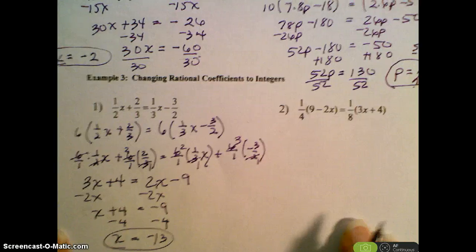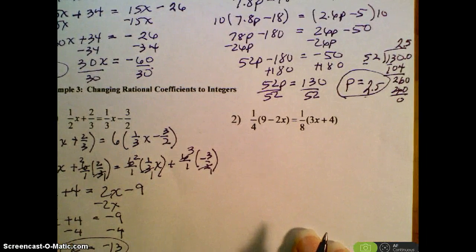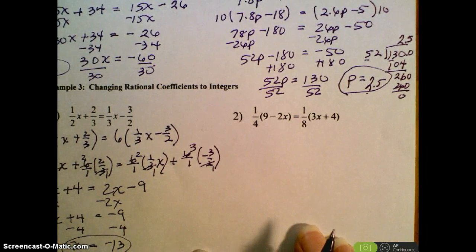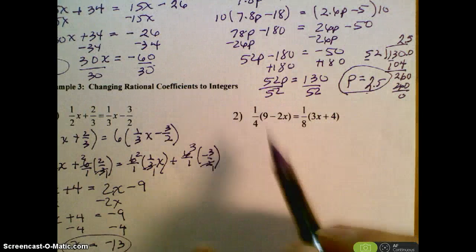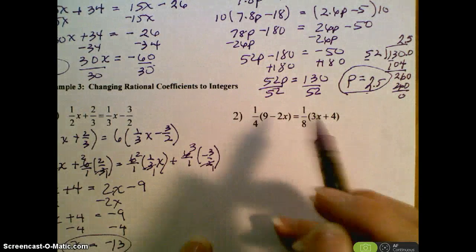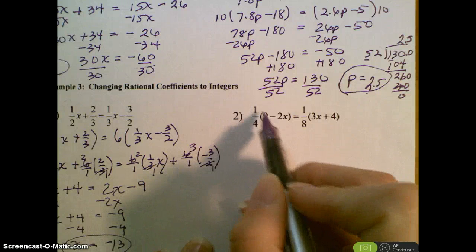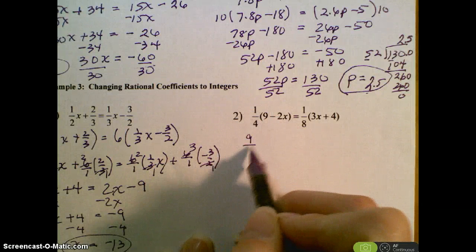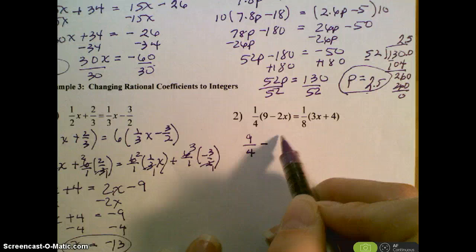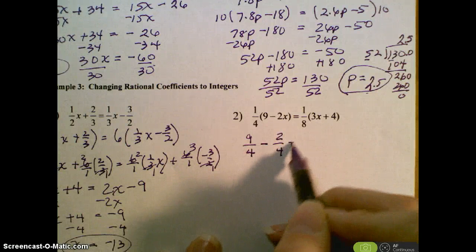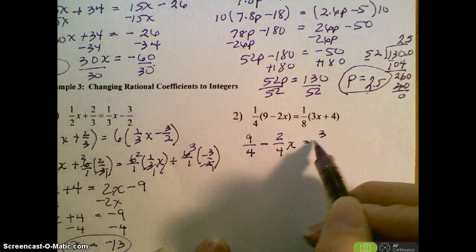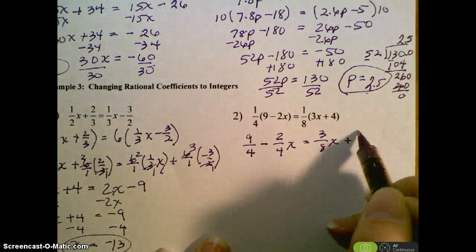Okay, one more. Let's look at number 2. Here we have distributive properties, so similarly like the one that we had for decimals, let's distribute order of operations first. So I'm going to distribute the 1/4. That gives me 9/4 minus 2/4 x, and that equals 3/8 x plus 4/8.